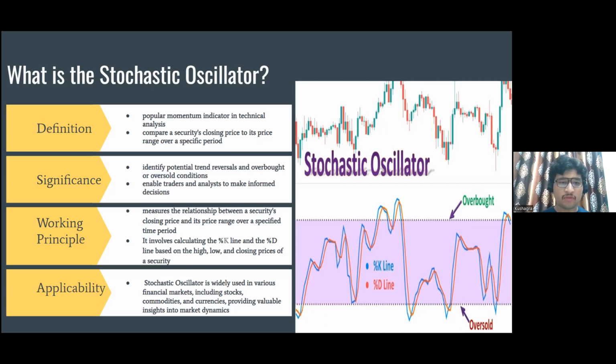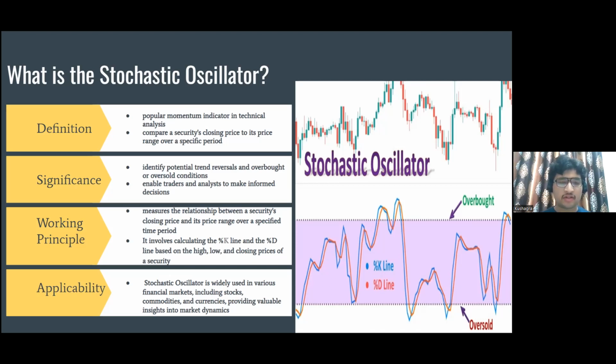So the stochastic oscillator is used to analyze the strength of the price and the direction of that particular asset, and that is why it's called a momentum indicator. It also helps in identifying trend reversals and overbought and oversold conditions, which we'll look into further in the slides.